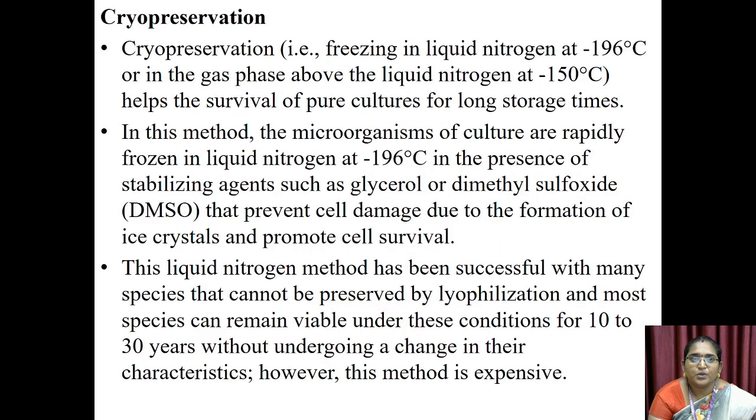Next one is cryopreservation. So freezing in liquid nitrogen at minus 196 degrees Celsius or in the gas phase above the liquid nitrogen at minus 150 degrees Celsius helps the survival of pure cultures for long storage times. In this method, the microorganisms of culture are rapidly frozen in liquid nitrogen at minus 196 degrees Celsius in the presence of stabilizing agents such as glycerol or DMSO, that is dimethyl sulfoxide, that prevent cell damage due to the formation of ice crystals and promote cell survival.